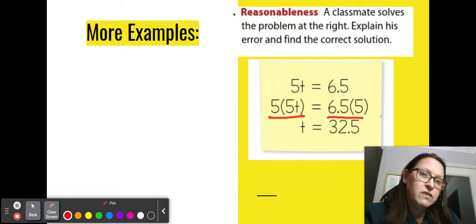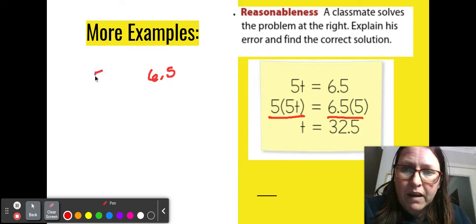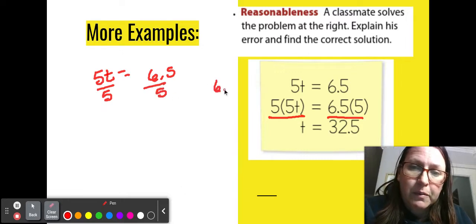So how do I find the solution? Well, I have to do 6.5. Let me do 5t equals, divide it by 5, divide it by 5. So 6.5 divided by 5.